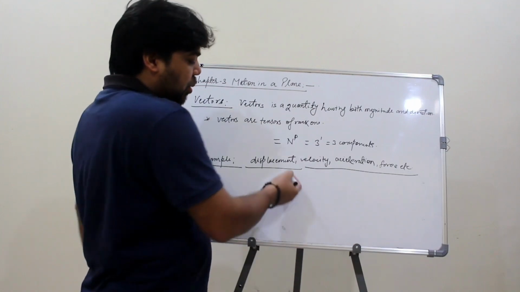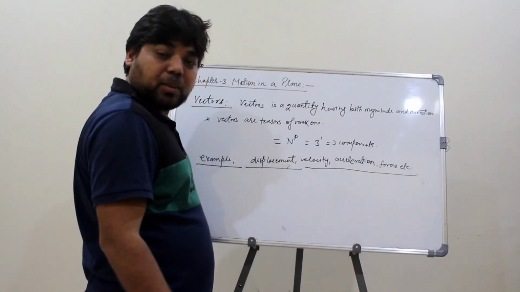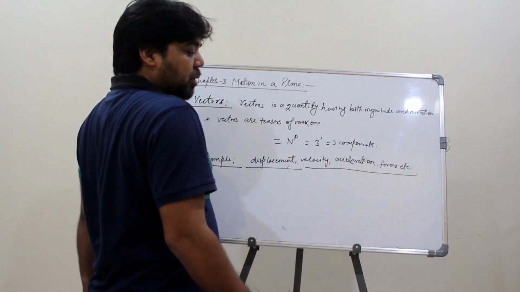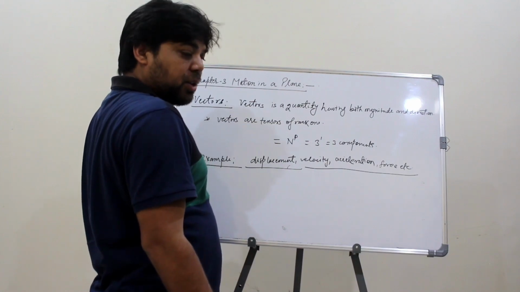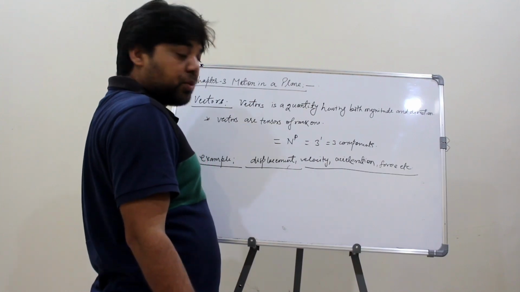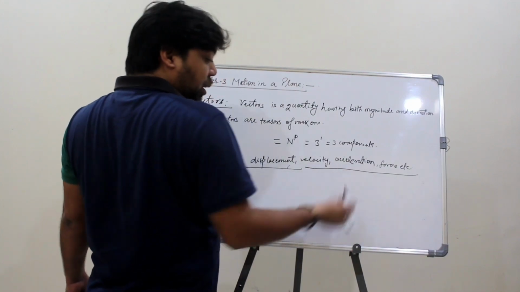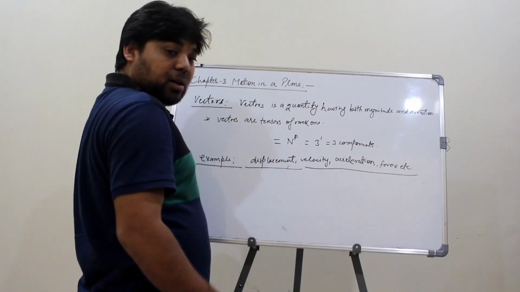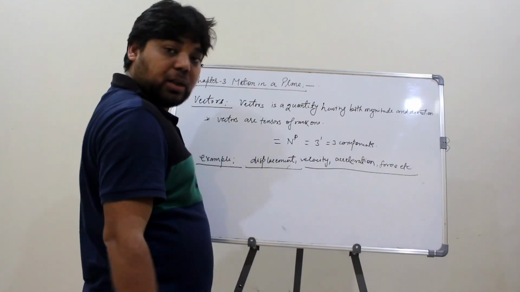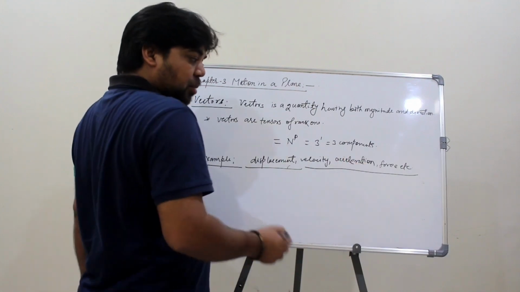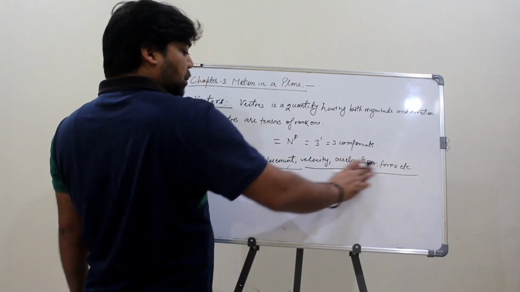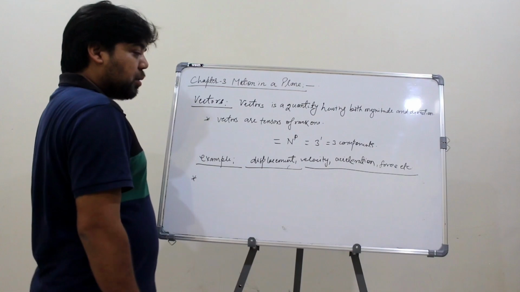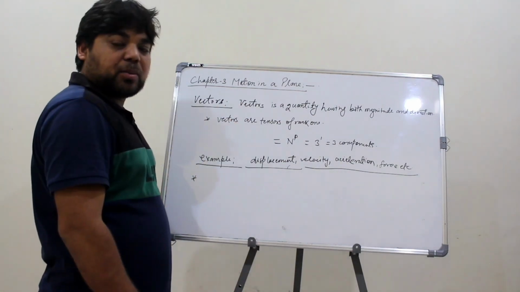In 2D you have 2 components, in 3D you have 3 components, in 1 dimension you have 1 component, right? So in 3 dimensions, if you take x, y, z, Fx, Fy, Fz is the force, right? In 2 dimensions, it is Fx, Fy, vx, vy, or x and y, and similarly ax, ay. So this is an example, right? Displacement, velocity, acceleration.